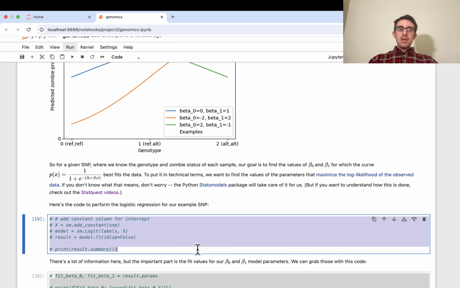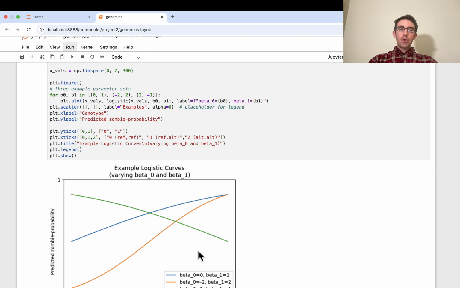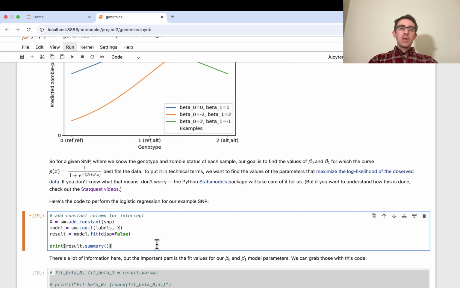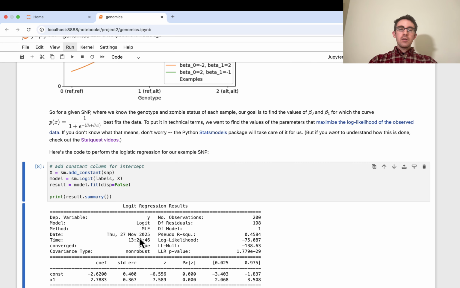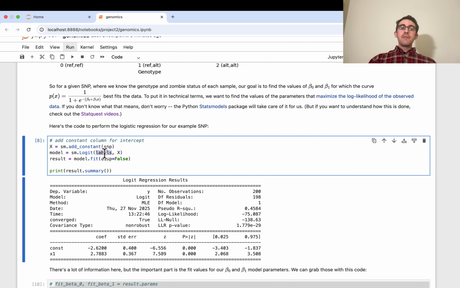So this next block here is how we actually do the fitting of the logistic curve to the data, where again we have our SNP data that we made up as an example, and our labels from before. We go ahead and fit that model to the data, and basically get this whole big result of the logistic regression model.